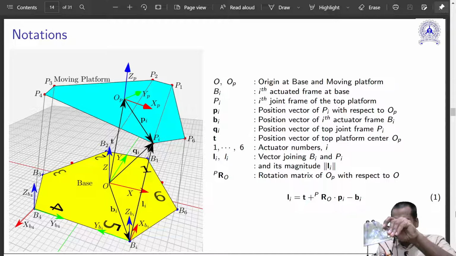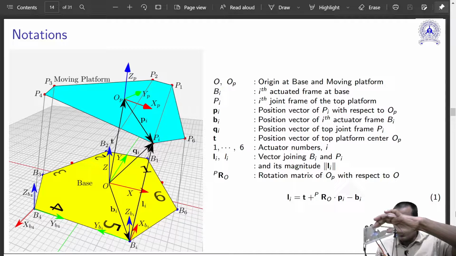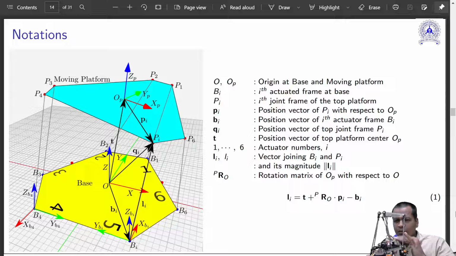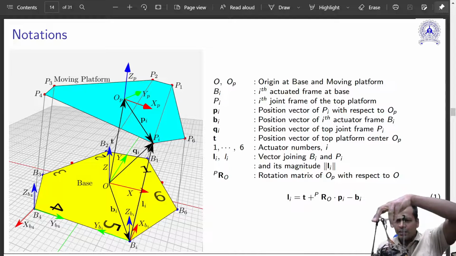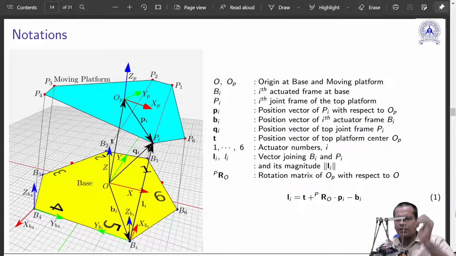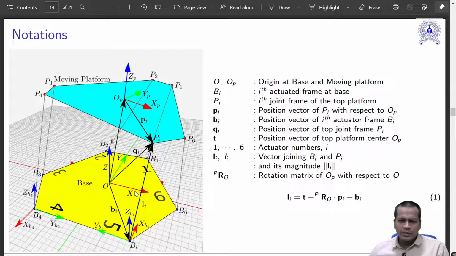If I want to go to any place, what additionally I know is that with respect to the center point, all the top platform points are known. With respect to the base, if I turn this platform, all six points change with respect to the base, not with respect to the top platform center point. So this is what is used here.